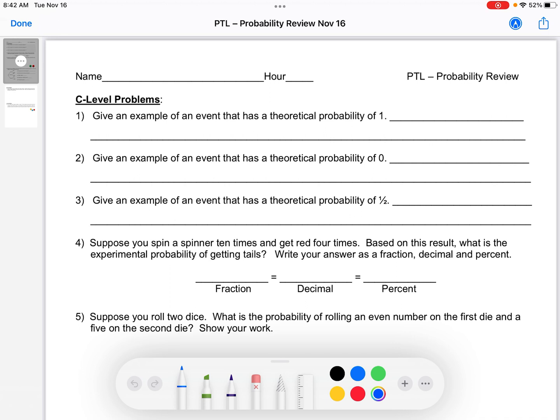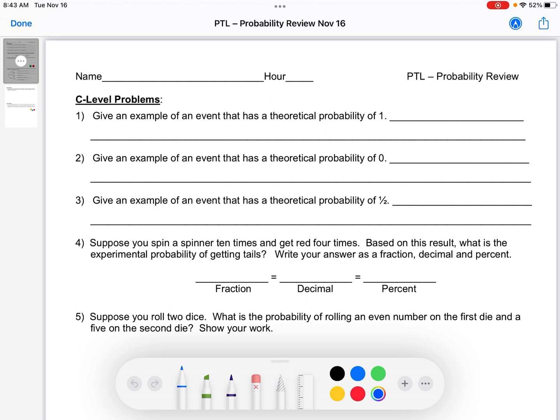So for the first one, give an example of an event that has a theoretical probability of 1. What you need is to give something that you know is for sure going to happen. Right? You're going to roll a number under a 7 for a die. You know that you will see a car at a dealership, right? There's a probability of 1.